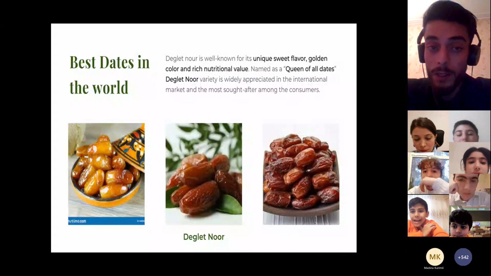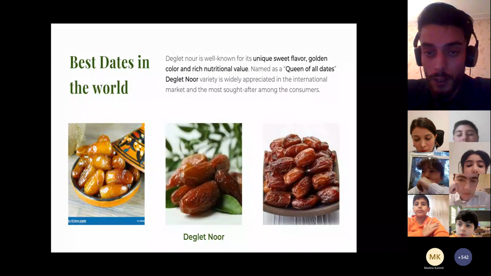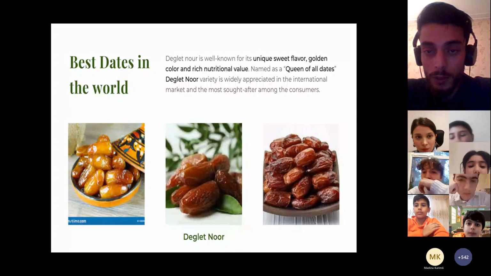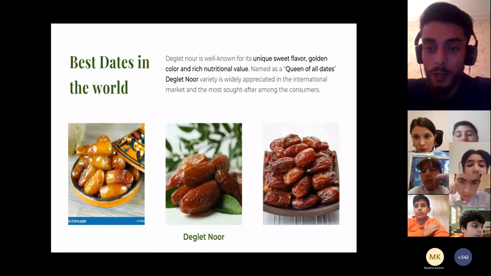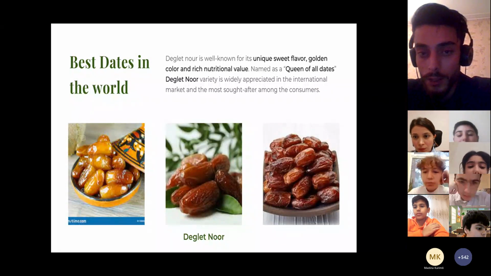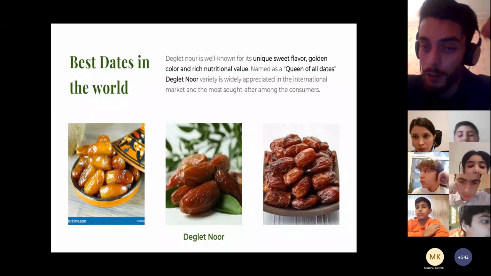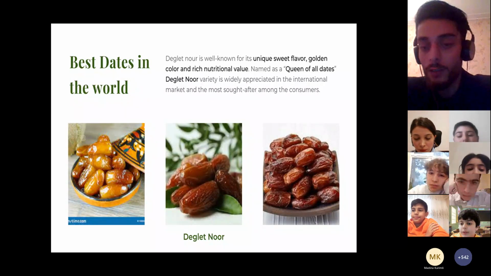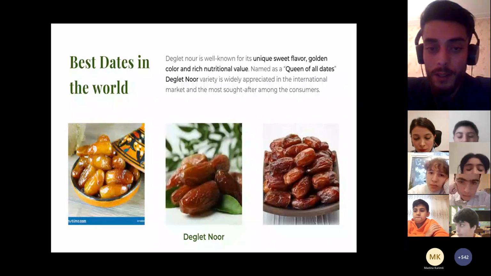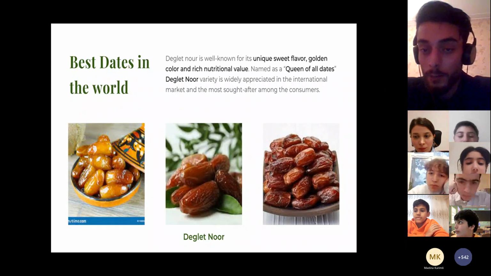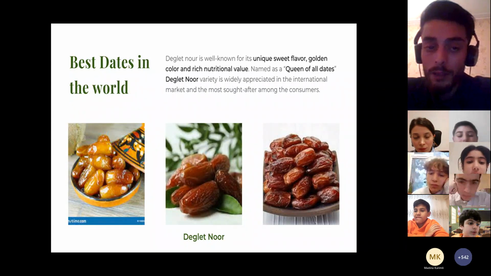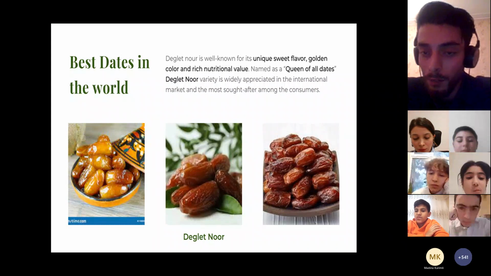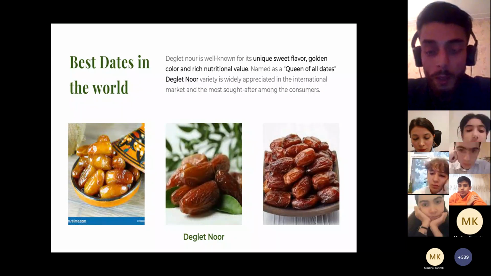Okay, and we have one of the best dates in the world. It's well known for its unique sweet flavor, golden color, and rich nutritional value. Named the Queen of Dates, it's called Deglet Noor. This is the name of these dates. This variety is widely appreciated in the international market and the most sought after among customers. I hope you will try it, guys.